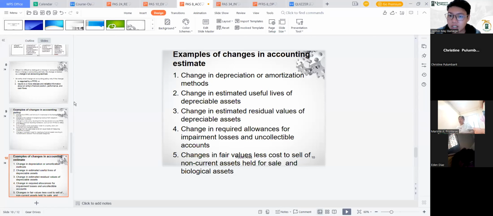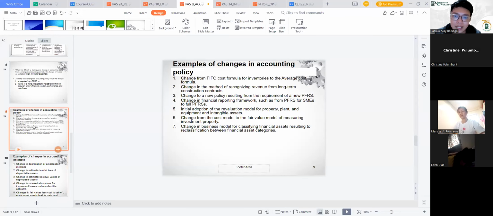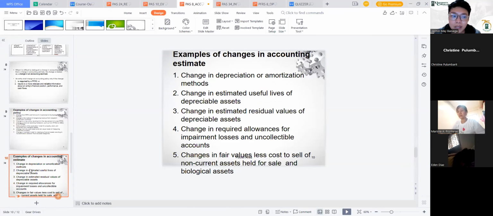As you can see, number 1, change in depreciation or amortization methods. Sa change in accounting policy kanina, binanggit niya specifically kung ano yung method. Pero sa change in accounting estimate, you change wholly the depreciation or amortization methods itself na hindi nabanggit sa change in accounting policy. Therefore, is a change in accounting estimate. Sa PAS 16 kasi, aside from straight line method, merong double sum of the year digits, double declining, units of measurement, sum of units and the rest of the other ways to depreciate PPE. So this is a change in accounting estimate.